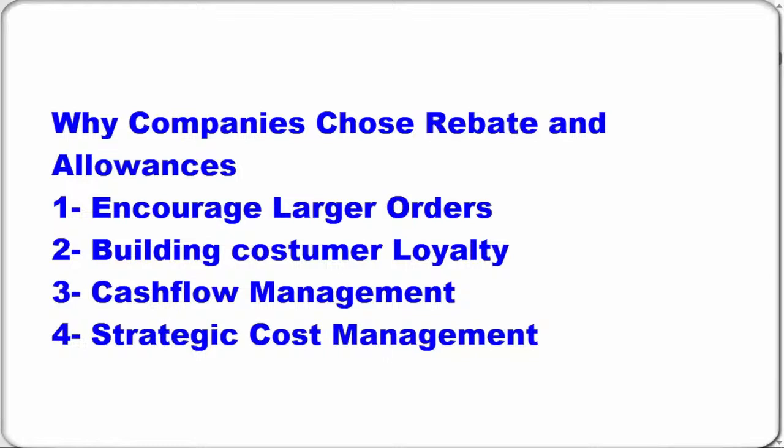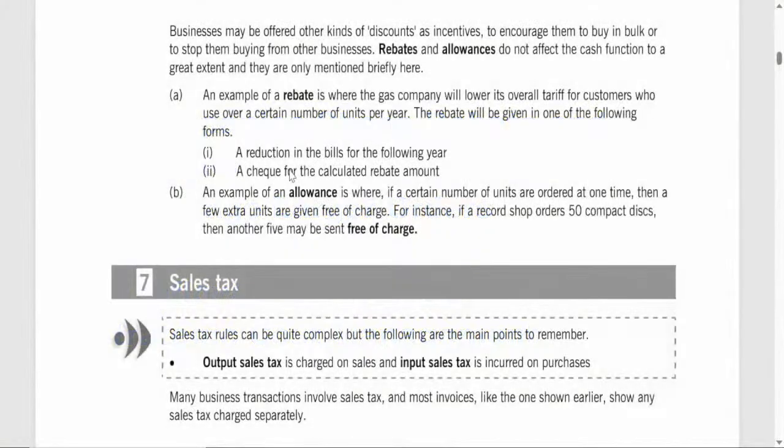4. Strategic cost management. Rebates and allowances don't reduce the immediate cash price, which means they can be applied without affecting the baseline unit cost. This can be useful for accounting purposes and allows businesses to maintain consistent pricing while still rewarding high volume or long-term buyers.